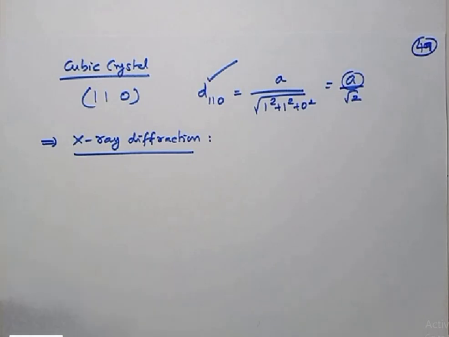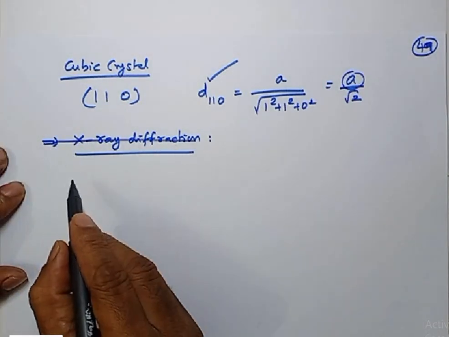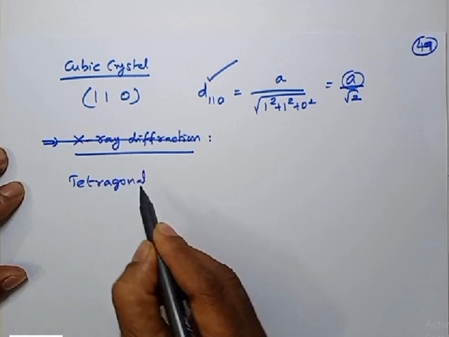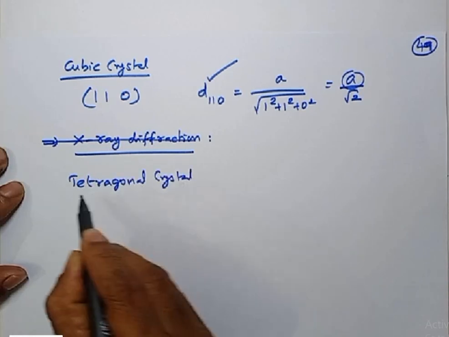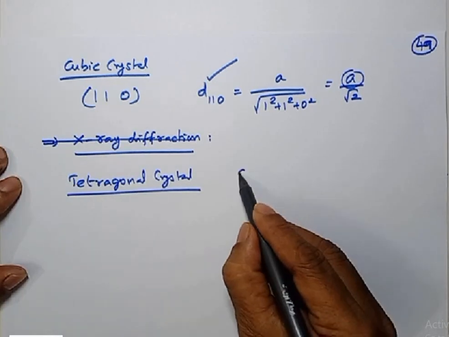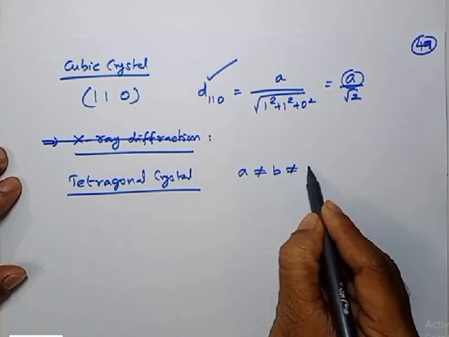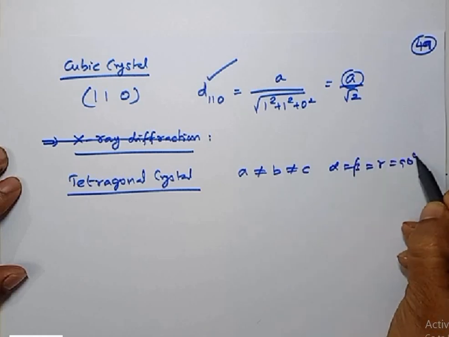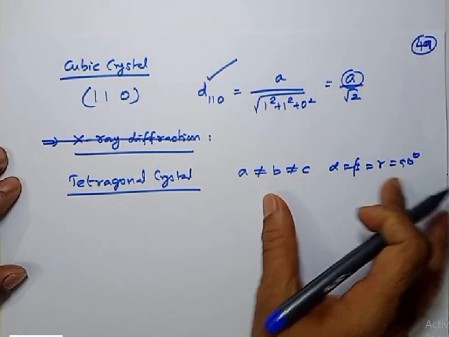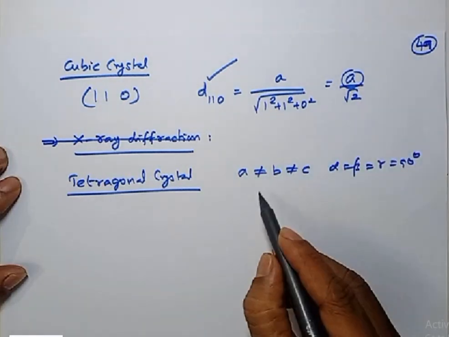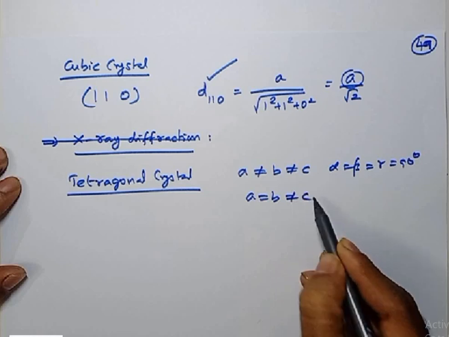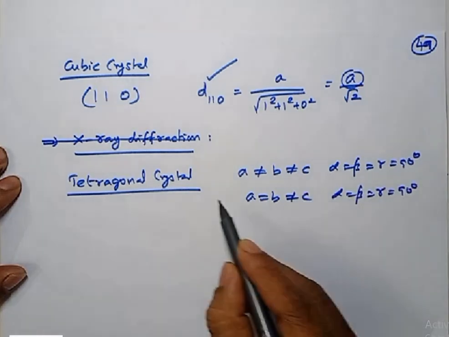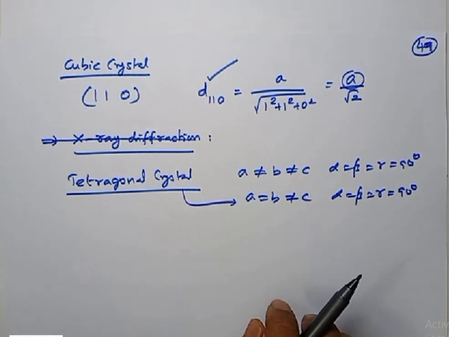So we'll discuss the tetragonal crystal. You know very well that for an orthorhombic crystal, A is not equal to B is not equal to C, and alpha, beta, gamma are all equal to 90 degrees. For the tetragonal system, A equals B but is not equal to C, whereas alpha, beta, gamma are all equal to 90 degrees. Is this correct? Check it.